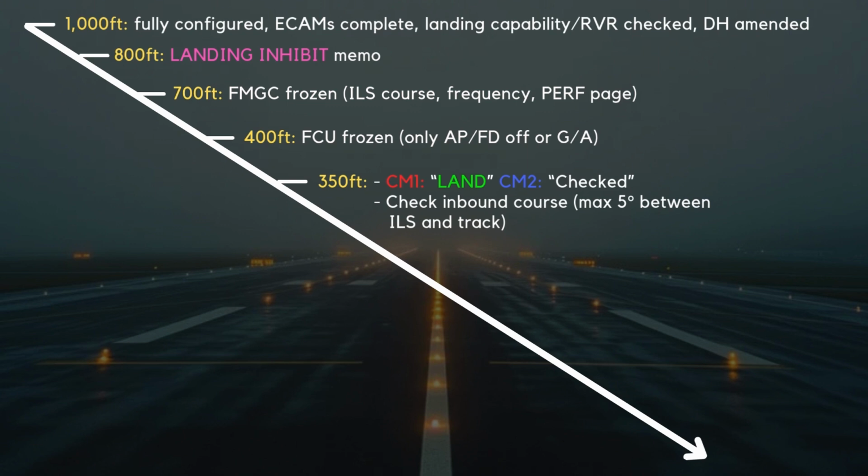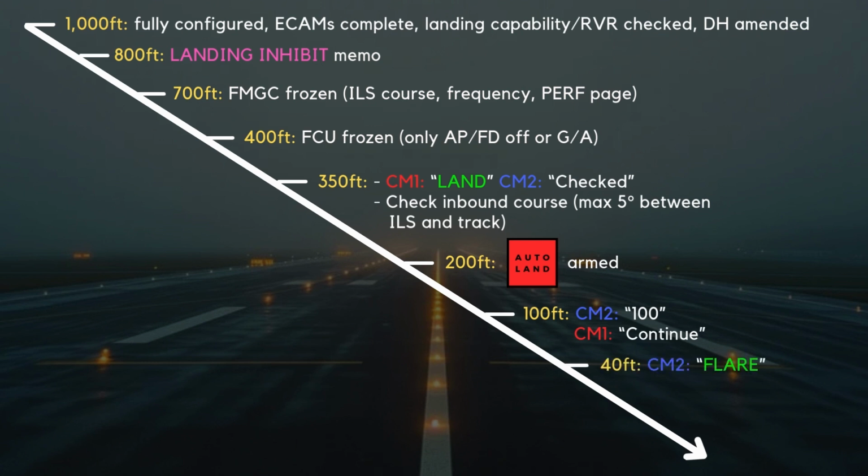After the LAND FMA is displayed, CM2 now takes over all FMA announcing duties. Below 200 feet, the red autoland light is armed. At the alert height of 100 feet, CM2 announces 100 and CM1 replies with continue. At approximately 40 feet, the FLARE FMA should become active and CM2 will announce it.